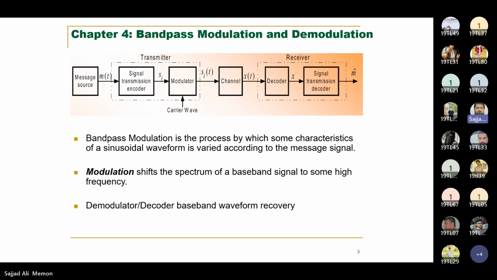So for both subjects, digital communication and wireless communication, the help from my side will be shared up to 28th of May. Still you have 9-10 days for the preparation.